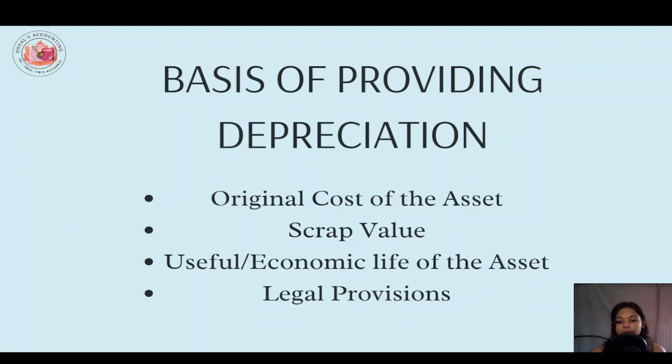Now the next term that we have is the useful or the economic life of the asset. We are seeing now that we can't use a smartphone for more than 6 years. Maximum 5 to 6 years we're able to use a smartphone. So that 5 years I can say is the useful life of my asset, of my smartphone. Useful life is nothing but the number of years that that particular asset will be of service to me.